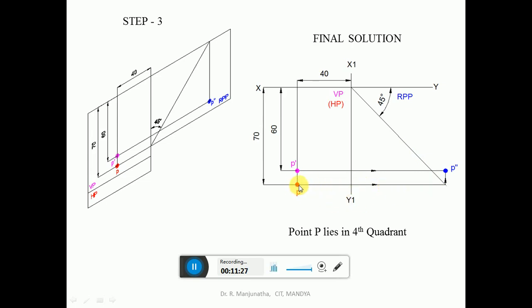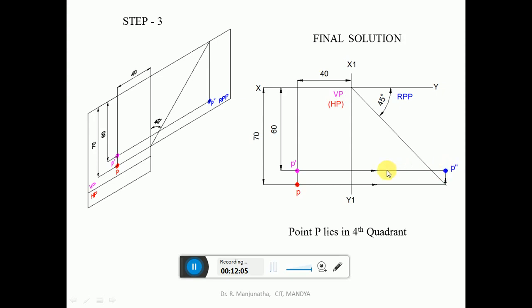So when you draw a horizontal projector, which is a thin line, onto this 45-degree line, the distance in front of VP, which is 70 mm, which is vertical here, is transferred to the horizontal distance of 70 mm and then projected upwards, so that it is going to cut the horizontal projector which is drawn from the front view. So this is going to be P double dash. That means below HP by 60 mm and in front of VP by 70 mm, these 2 points are going to make this P double dash.